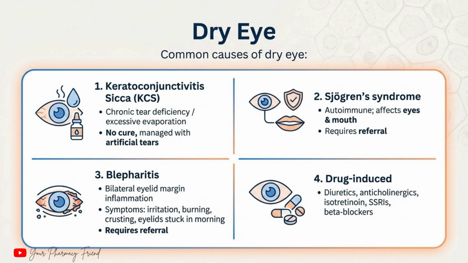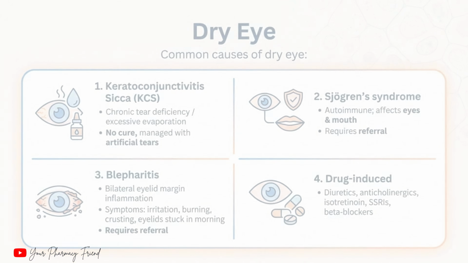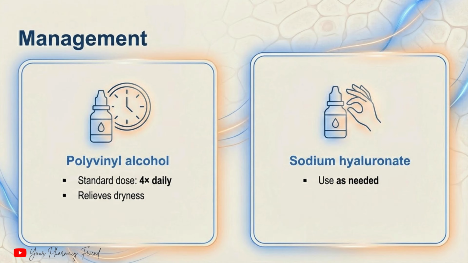Finally, dry eye may be medication-induced. Common offending agents include diuretics, anticholinergic drugs, isotretinoin, selective serotonin reuptake inhibitors, and beta blockers. A thorough medication history is therefore essential. Management of uncomplicated dry eye primarily involves artificial tear preparations. Polyvinyl alcohol eye drops are commonly used, with a standard dosing of 4 times daily.